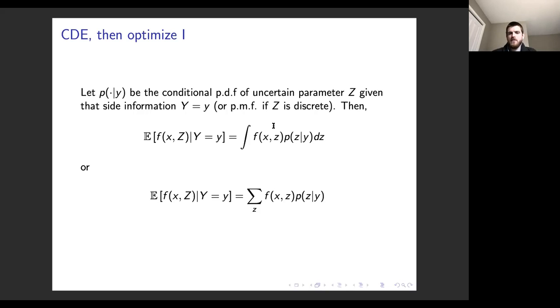And it could also be a PMF. So if the uncertain parameter was discrete, it would be a PMF instead of a PDF. But it's basically the same. It's just a sum instead of an integral.